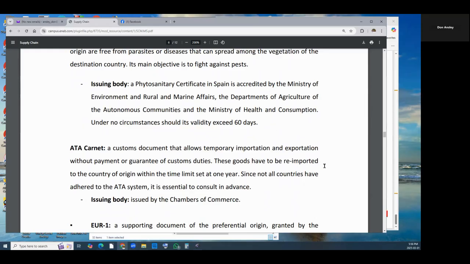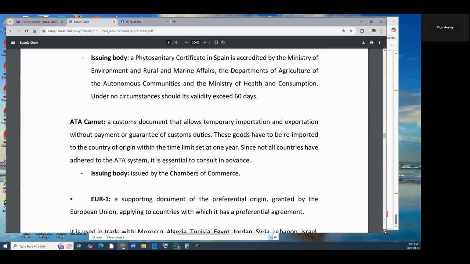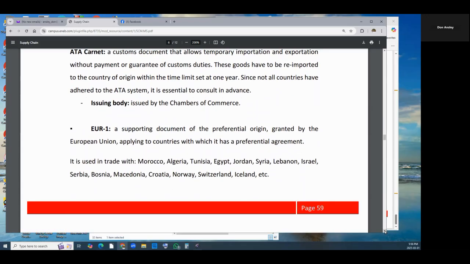ATA Carnet, a customs document that allows temporary importation and exportation without payments or guarantees of customs duties. These goods have to be re-imported to the country of origin within the time limit set at 1 year. Since not all countries have adhered to the ATA system, it is essential to consult in advance. Issuing body, issued by the Chambers of Commerce.